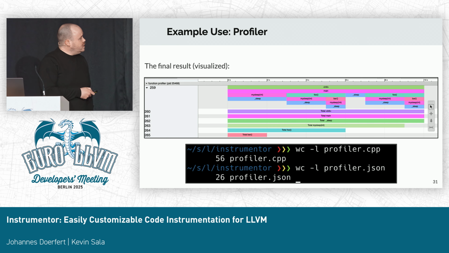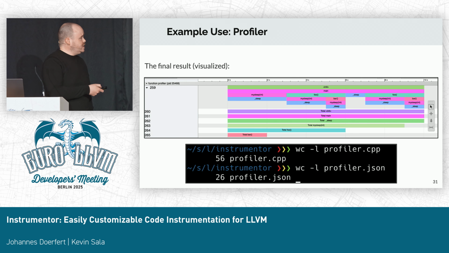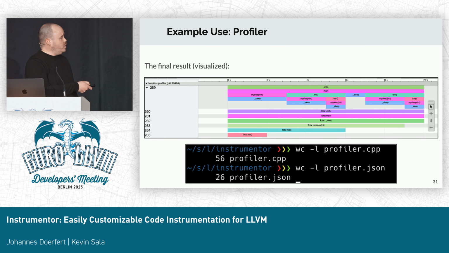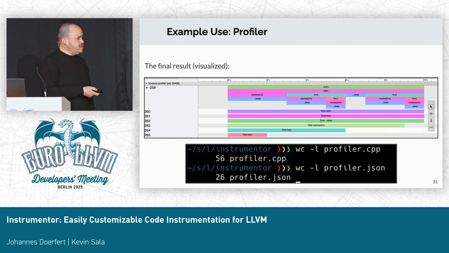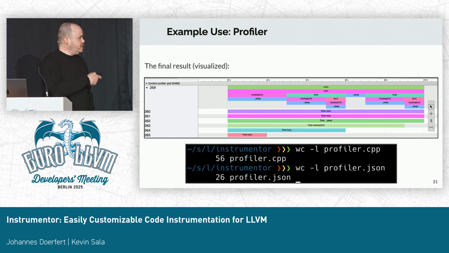And the important thing here is that we only need two files to implement the profiler. This is the profiler.cpp. This is the runtime component. We only have 56 lines of code. This is the code that implements the start and stop of the watch when we enter a function and when we exit.